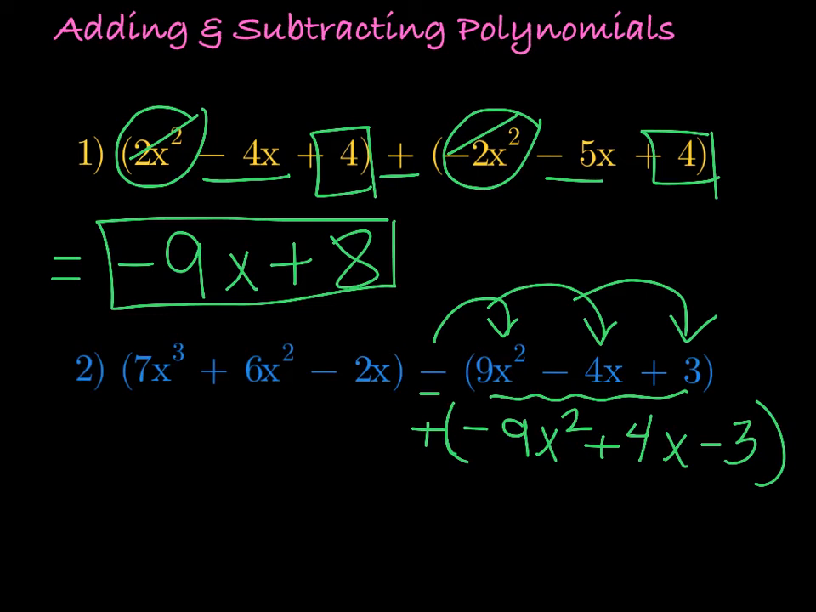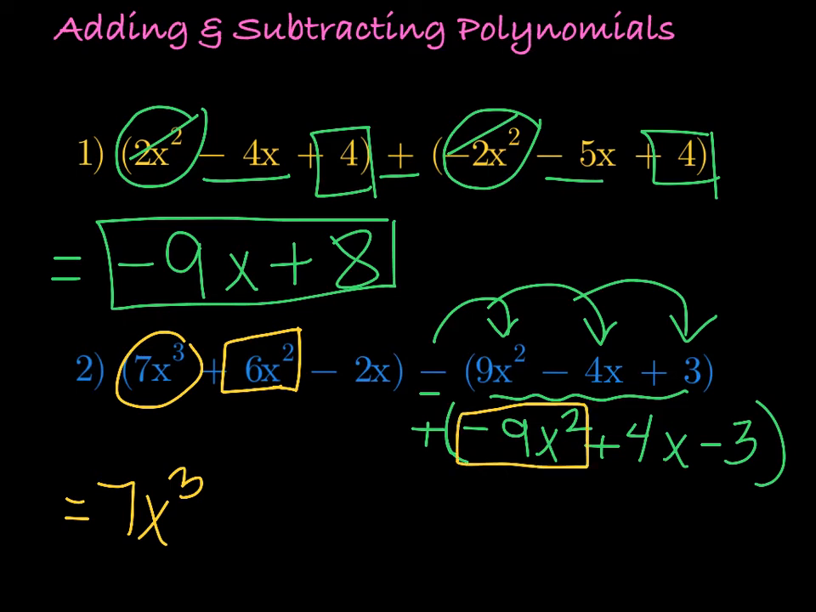So looking at this, we will have 7x to the third. If you look through the list, there's nothing that goes with 7x to the third. There's not another x to the third, so we just keep it as 7x to the third. Then we look at 6x squared. Well, if you go over here, we do have an x squared term. So again, we're not looking at these anymore. We're looking at the ones that we changed. So that would become negative 3x squared.